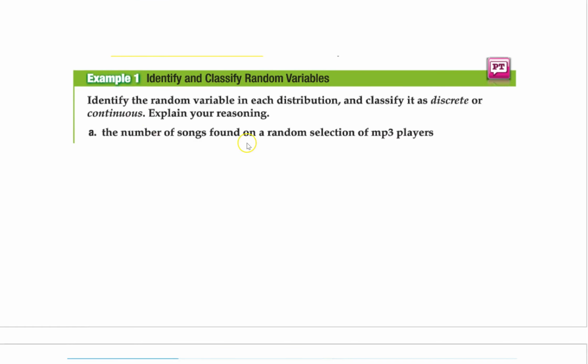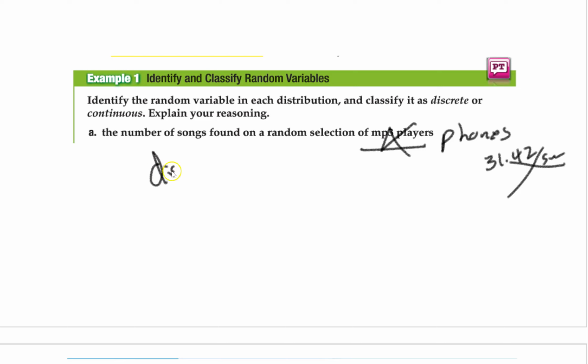So first thing we're going to do, let's see if we can identify it. The number of songs found on a random selection of MP3 players. Let's say phones, because, it's 2000, whatever. So this one, could you count it? Always one thing: could you count the number of songs in your phone? Is your phone going to have 31.45 songs? No, it's going to be countable. It's going to be 30 or 40 or 500, whatever you have. So this is discrete. You're not going to get half a song.